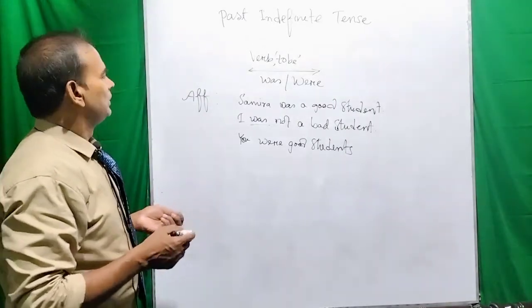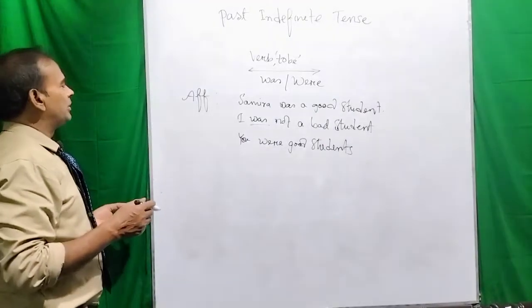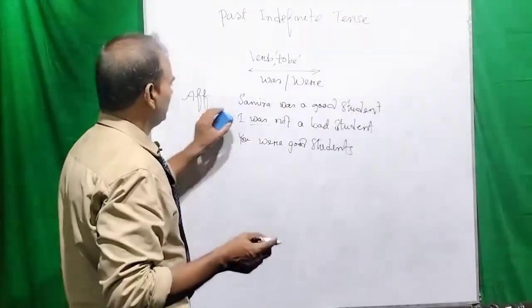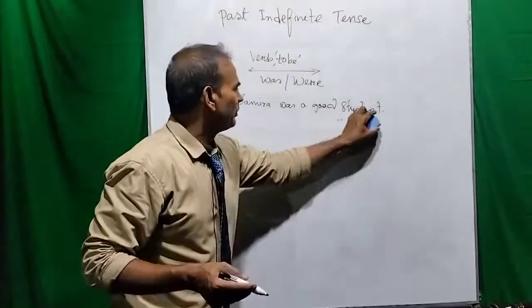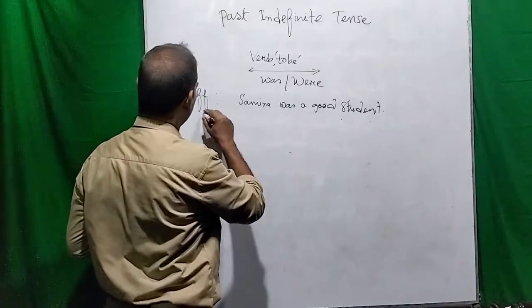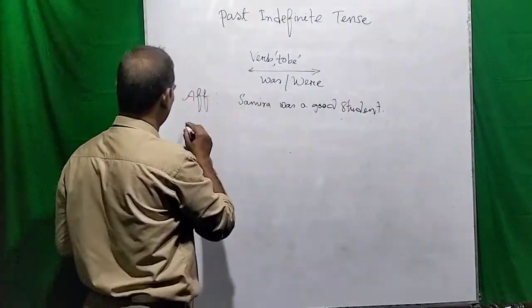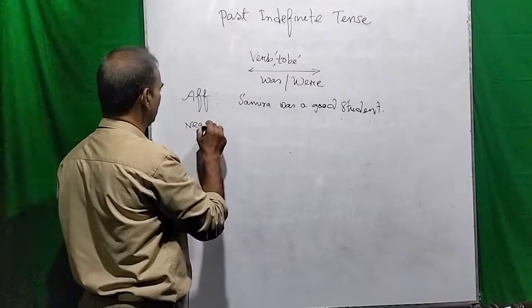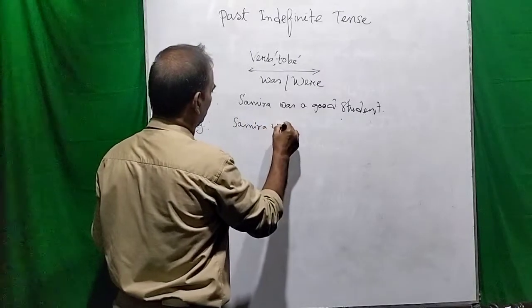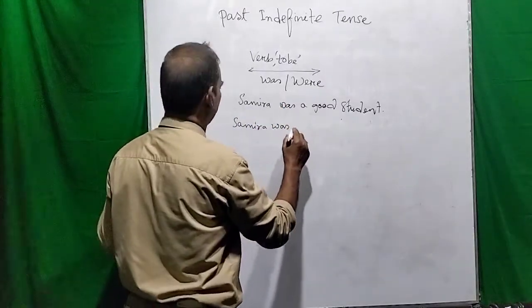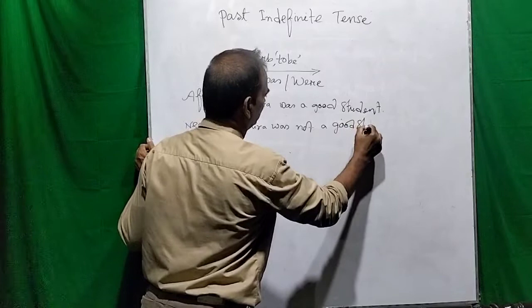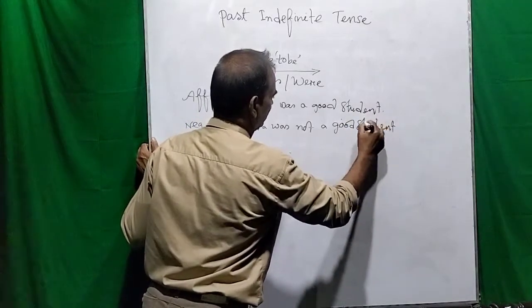So you have a general conception about this, I think. Now I would like to show you the conversions of the past indefinite tense in our sentences. Suppose this is an affirmative sentence, Samira was a good student, and in the negative sentence, or conversion, we can use Samira was not a good student. Samira was not a good student.